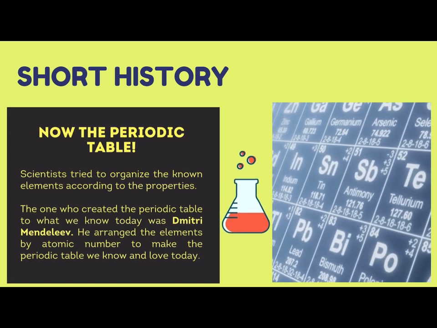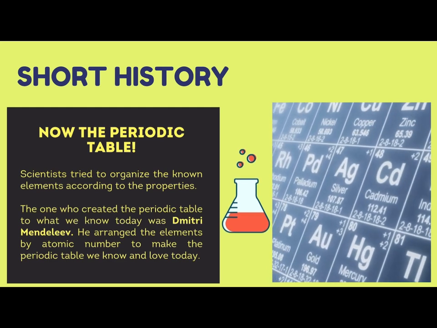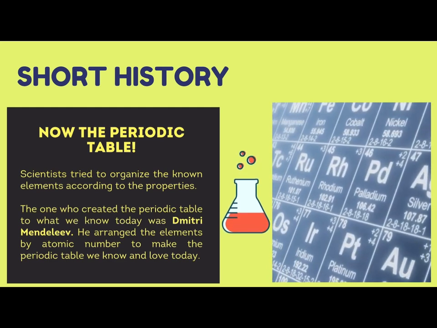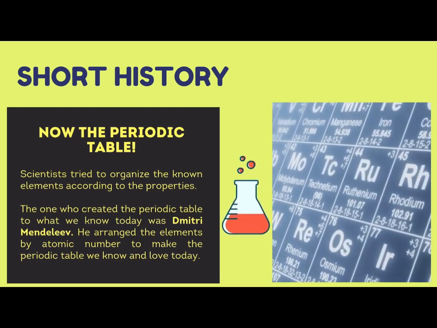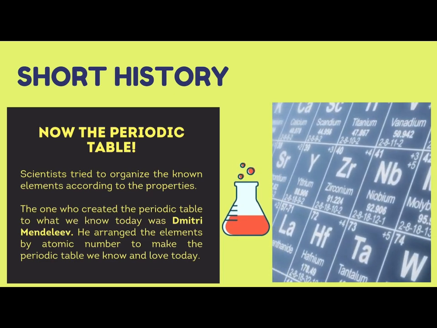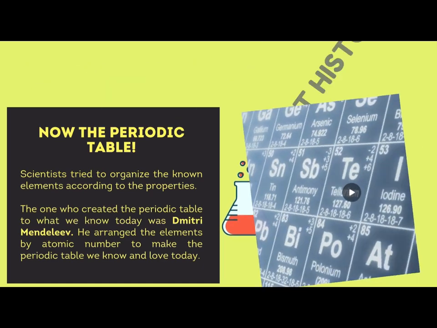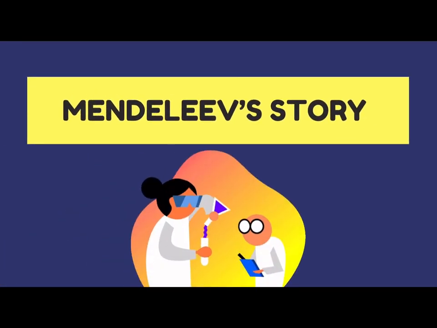Before the periodic table existed, several scientists tried to arrange the elements known during their time according to their properties. But the main person who composed the periodic table we know today is Dmitri Mendeleev. He first attempted to arrange the elements based on their atomic mass and atomic properties at the same time. But because it wasn't accurate, he tried to arrange them based on their atomic number. And with that, he was able to make the periodic table.